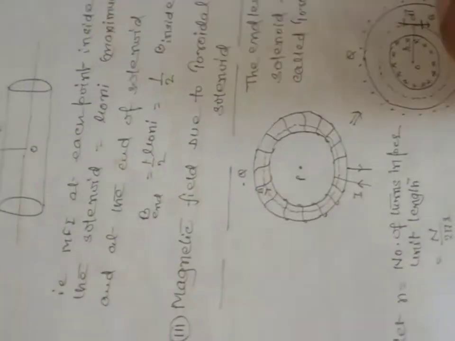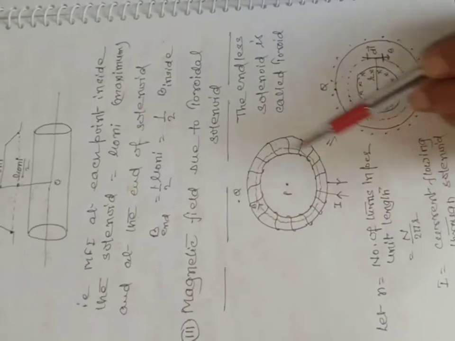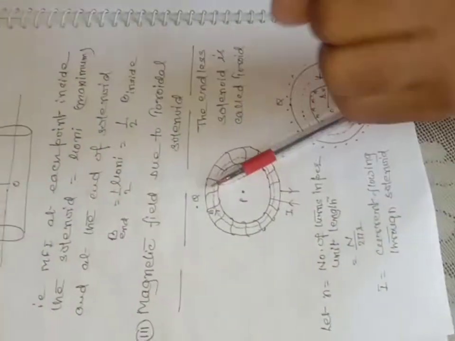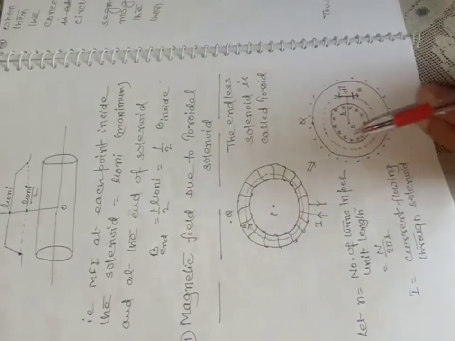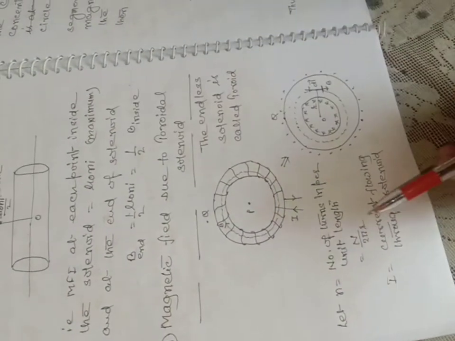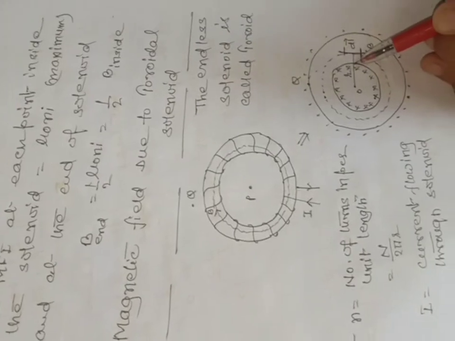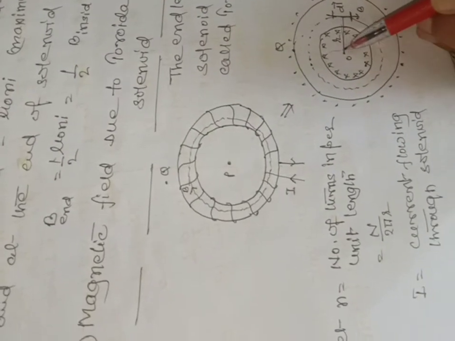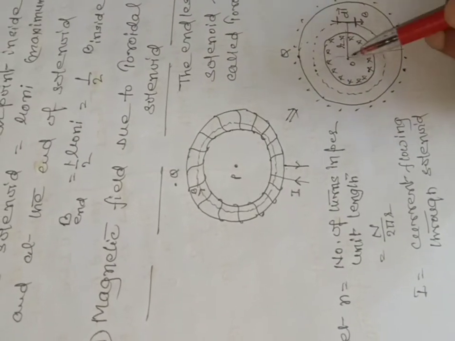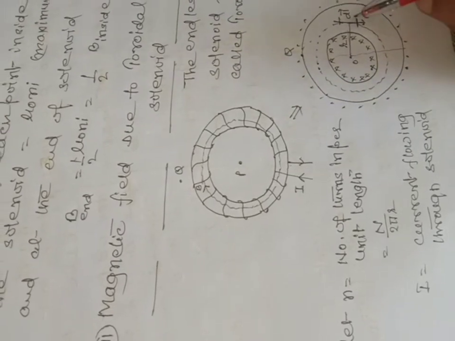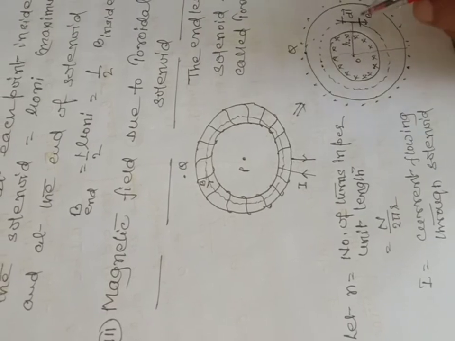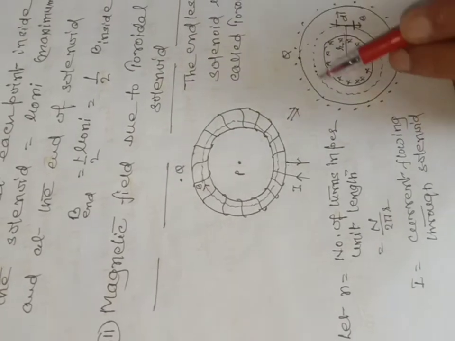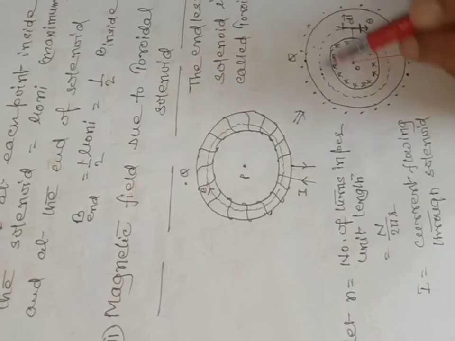Similarly, the magnetic field intensity inside the toroid. Toroid is nothing but an endless solenoid. If both ends of a solenoid join together, then it becomes a circular form. So suppose this is the inner radius of the toroid and this one is the outer radius of the toroid. Suppose the mean radius is small r. If the inner is R1 and the outer is R2, then this r is the mean radius, and one of the circles is supposed to be the Amperian loop.